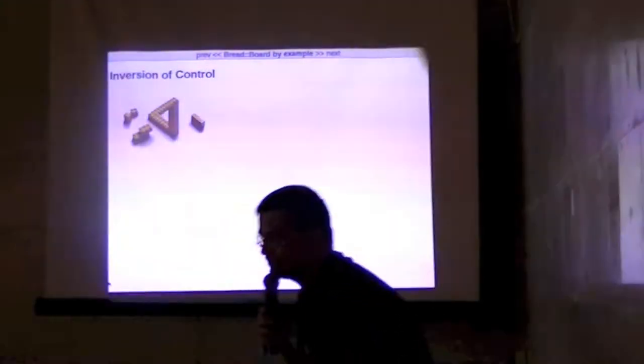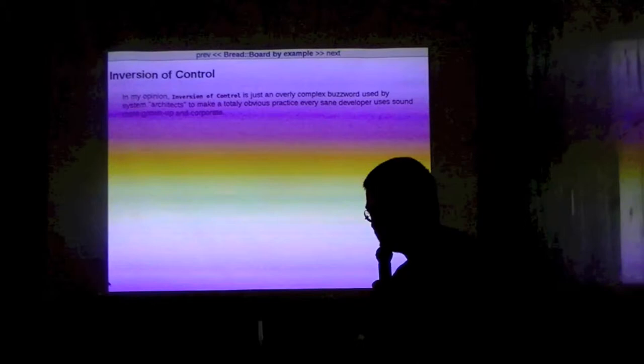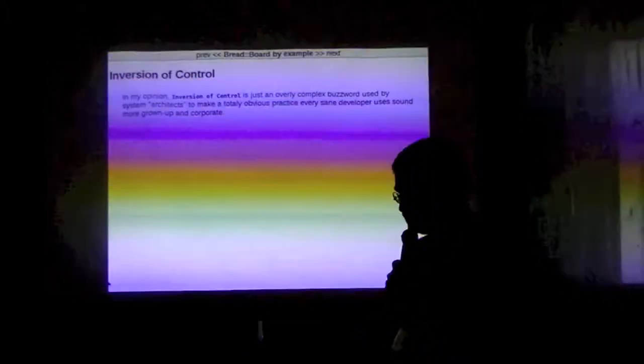But the decoupling thing is good, of course, because it allows us to specify, develop and test very small fragments, distinct units, which do one thing and do it very well, then we can later stick them together to build our application. A little bit like Lego. Yes, we can do stuff like that in Perl. Of course, CPAN. But in my opinion, inversion of control is just an overly complex phrase used by system architects to make a really obvious practice sound very serious and sound orthogonal or even potent. If you see this, it's just like buzzword bingo bullshit.